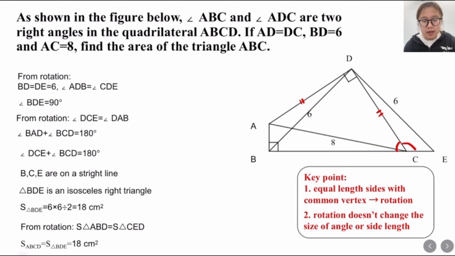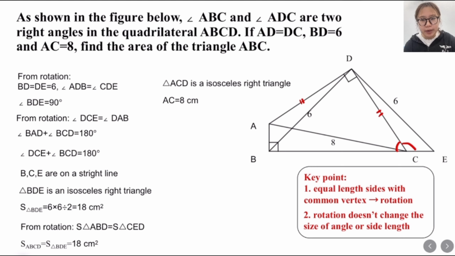Now we know the area of the quadrilateral ABCD. To find the area of ABC, we only need to subtract the area of ADC. How to find the area of the triangle ADC? We know that the triangle ADC is an isosceles right triangle, and we know the length of its hypotenuse, which is 8 cm. How to find its area?